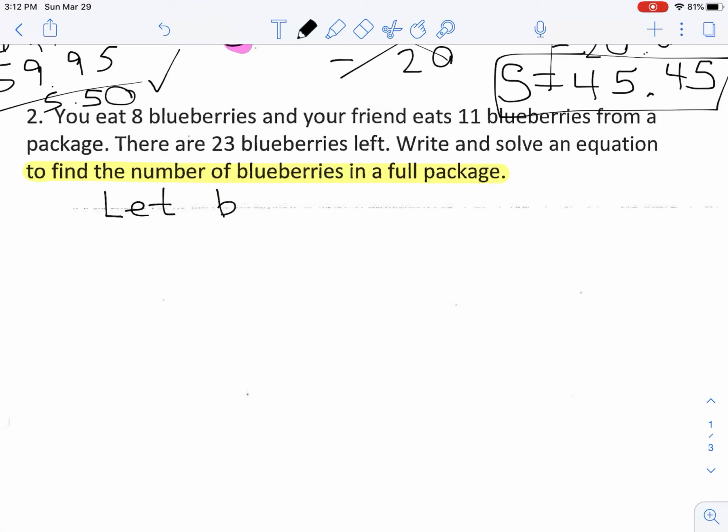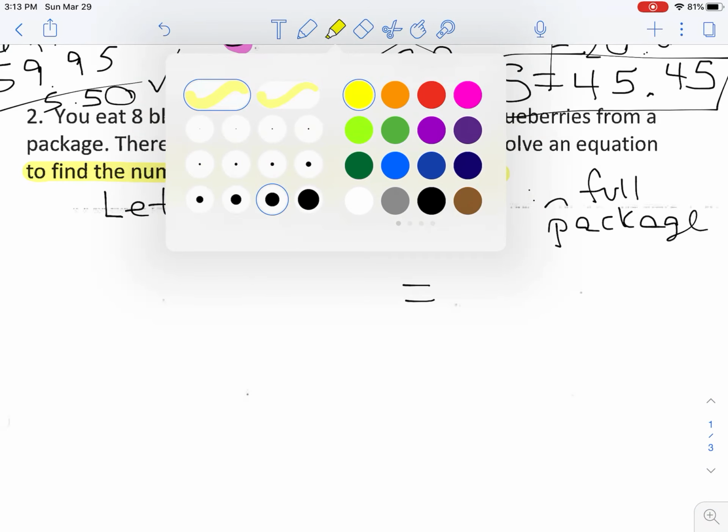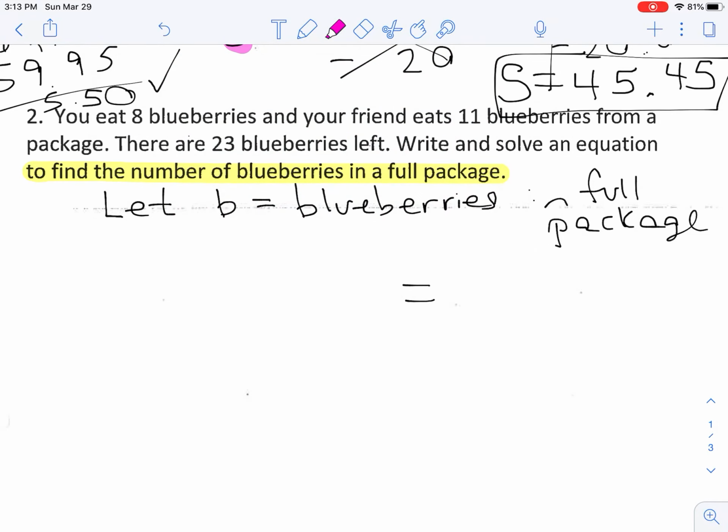Since we're talking about blueberries, I'm going to use the variable b. Let b equal blueberries in full package. All right, so I know if I'm writing an equation, I have to have an equal sign. So I'm going to go ahead and put my equal sign here. Now, typically when you're writing an equation, most of the time, the biggest number or the total amount is going to go on the right-hand side. The biggest number that I see here is that there were 23 blueberries left.